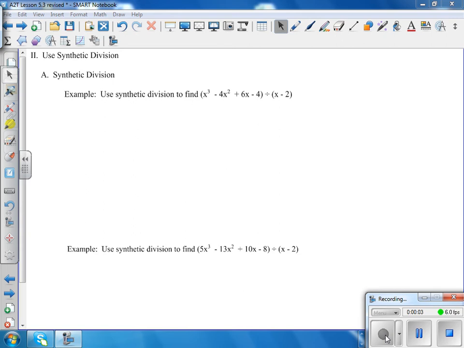Okay, lesson 5.3, we're going to continue here. Now we're going to move on to synthetic division, which is another way of dividing polynomials. It's a little bit faster than polynomial long division. Okay, and we'll show you this process right now.